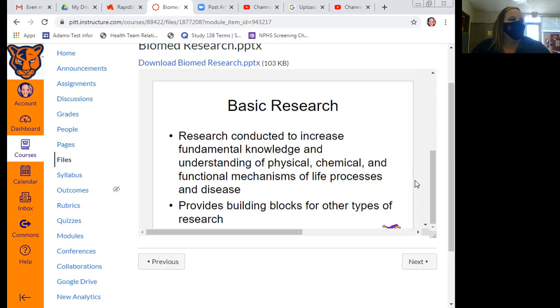You cannot have applied research or clinical research without basic research. So a quick way to remember this: if I ask you the 3 types of research, in your mind, I want you to say BAC, basic, applied, and clinical. You cannot move from one step to the next if you haven't done basic. You can't move from basic to applied or applied to clinical without doing them in that order. Does that make sense? Okay.